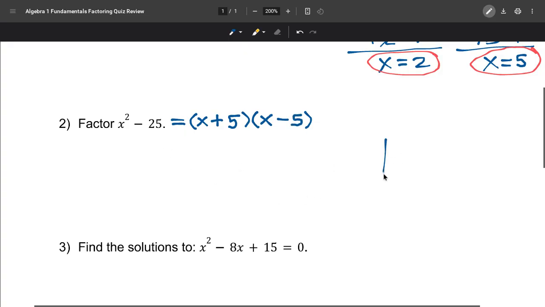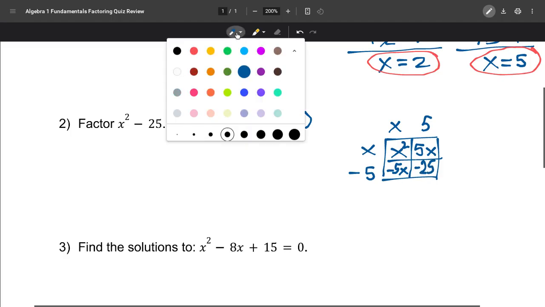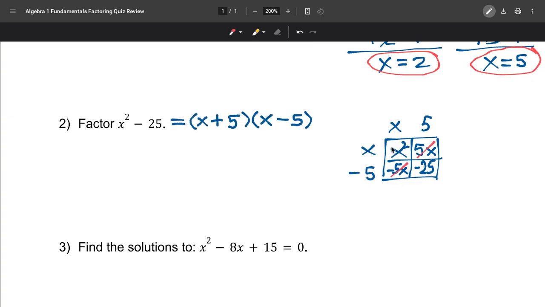And if you want to think of why that works, you can do a quick Punnett square, if you want to check yourself. You do x plus 5 times x minus 5. x times x is x squared. x times 5 is 5x. Negative 5 times x is negative 5x. And negative 5 times 5 is minus 25. Okay, notice the 5x and the minus 5x will add to 0. So we are left with x squared minus 25. So that's why this is the factored form that works.